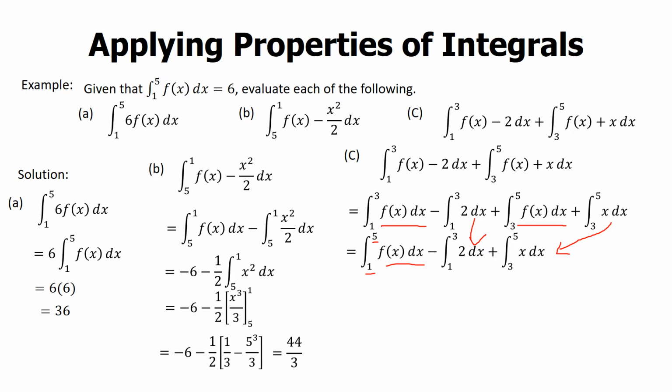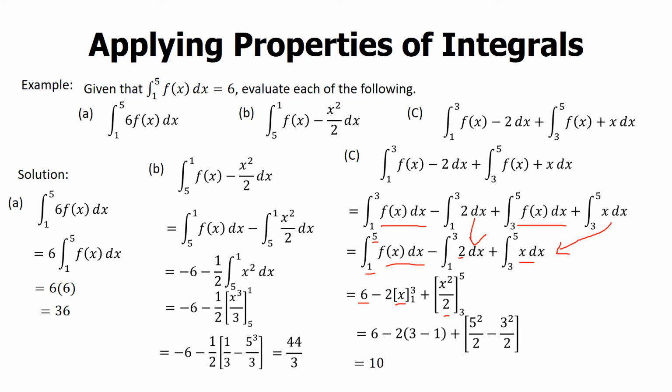Okay, so we know that integration from 1 to 5 fx dx is 6, and we integrate 2, we get 2 times x limit from 1 to 3. Integration of x, we get x squared over 2, limit from 3 to 5. Then just substitute the values, calculate with calculator, and we get the answer is 10.